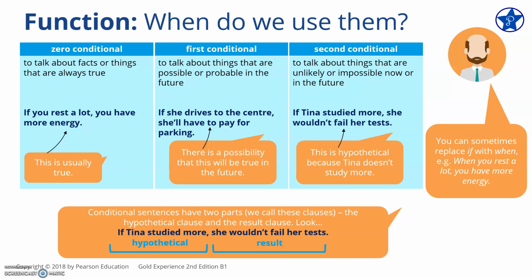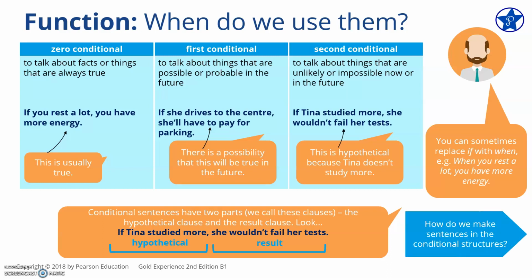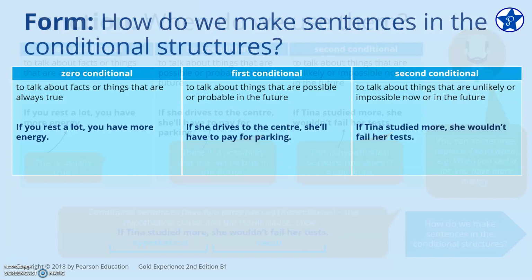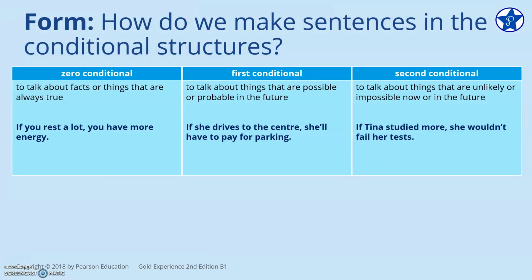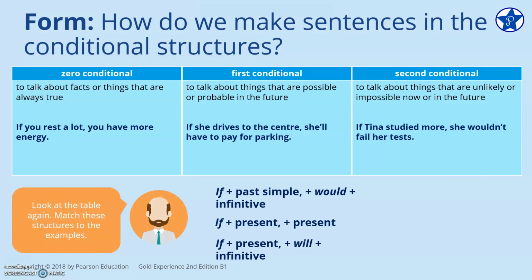You can sometimes replace if with when. When you rest a lot, you have more energy, but you can only do that in the zero conditional sentences. So, how do we make sentences in the conditional structures? If you have a good look at these sentences, I'm sure you'll figure it out. So, have a look at the table again and match the structures to the examples. And I'm sure this is easy peasy lemon squeezy for you.